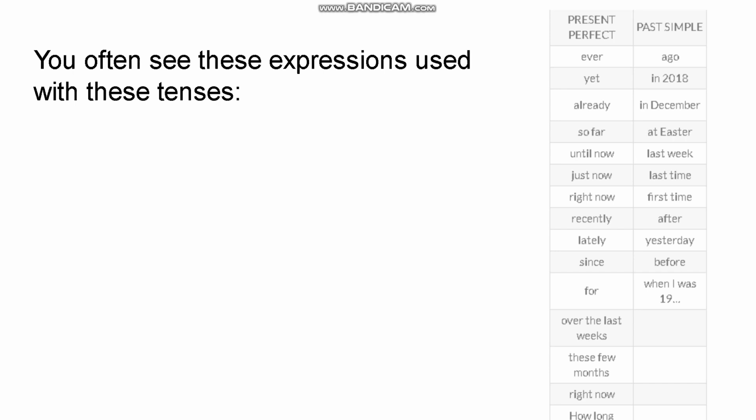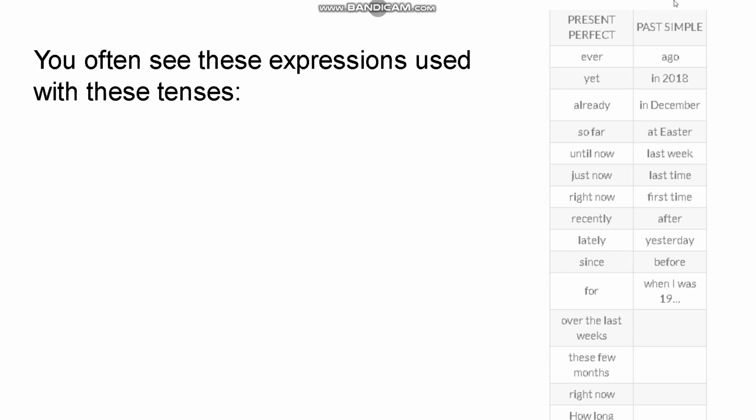As a last little piece of help, these are words that are very often used with the present perfect, those you find in this column, or with the past simple. And you can see words like we've discussed just, it's not even in this list here, but have you ever been to London? Have you been to London yet, already? They all have connotations that have to do with the present. Lately, that's from a short period back in time to now, whereas these are all finished periods in the past.